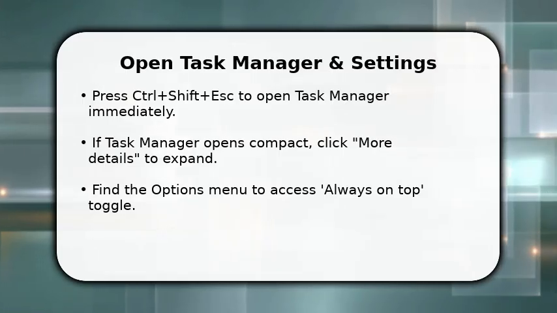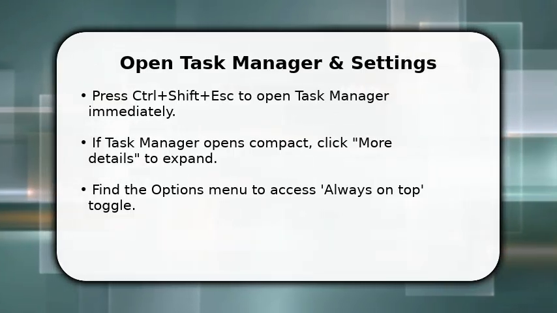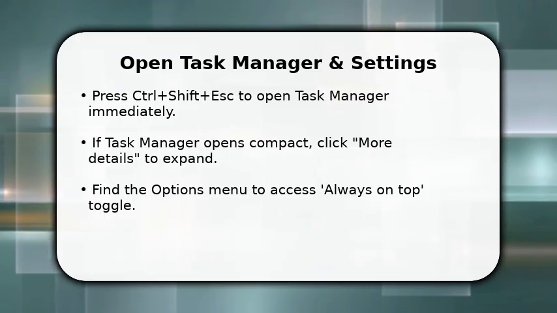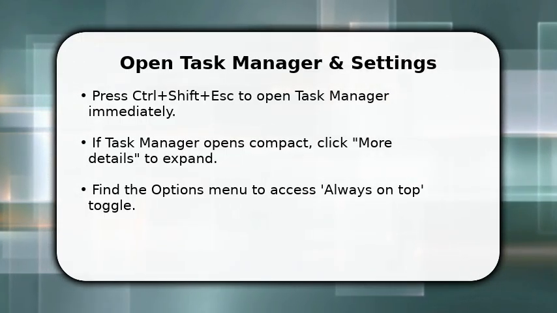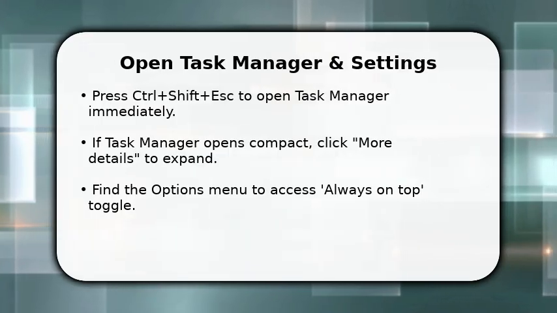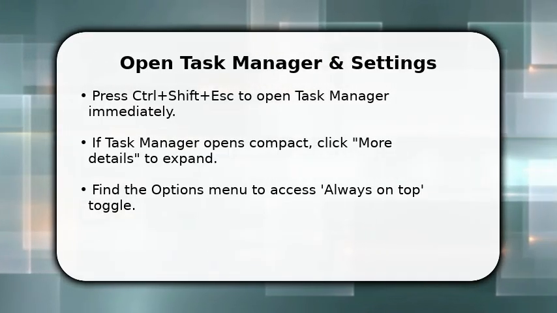You start by opening Task Manager with Control plus Shift plus ESC so you skip menus. Once open, make sure you click More Details if it shows the compact view, otherwise you won't see the Options menu. Then look for Options in the menu bar that contains the Always on Top setting you need. Turn that checkbox on now.